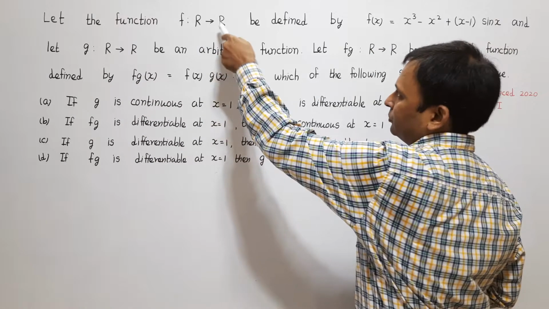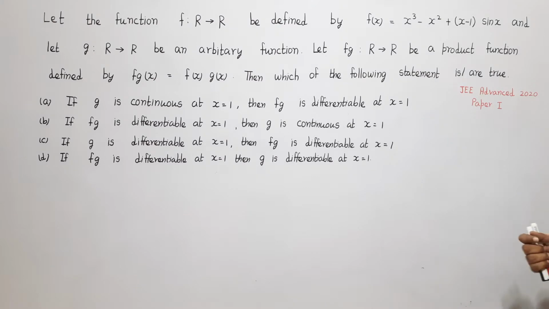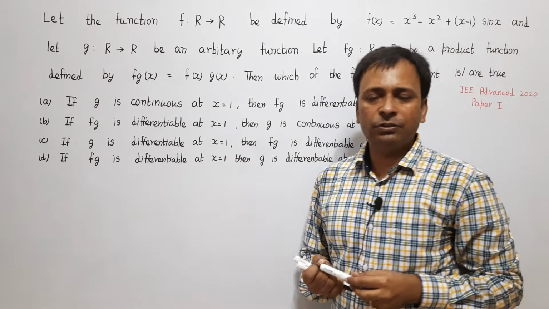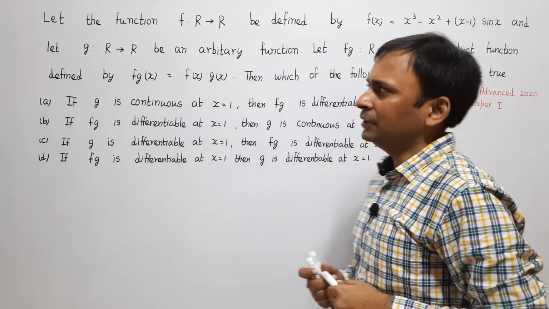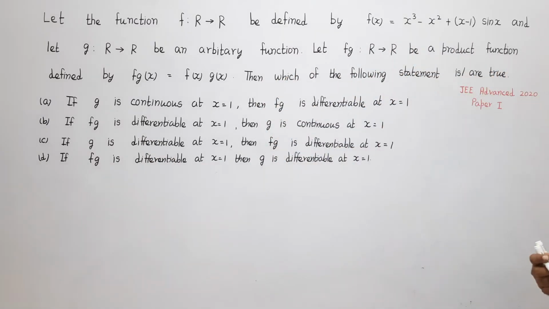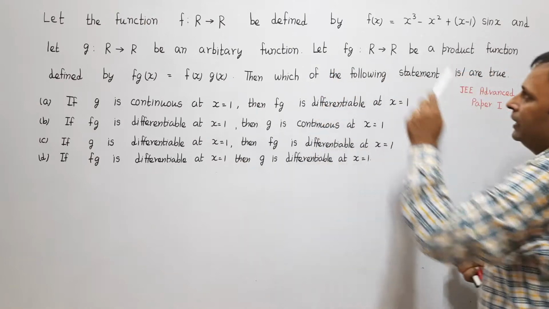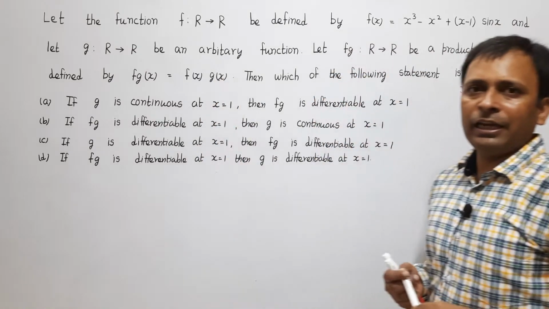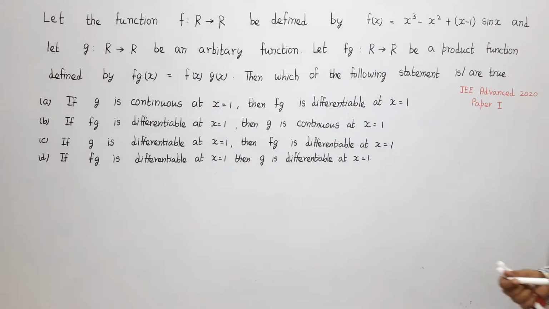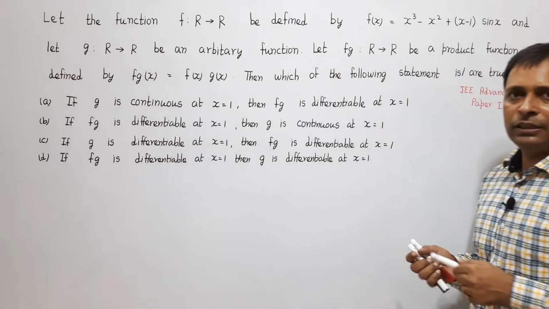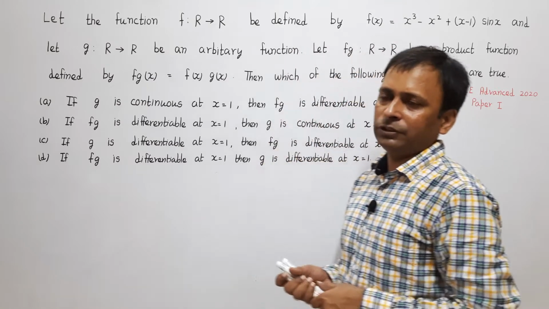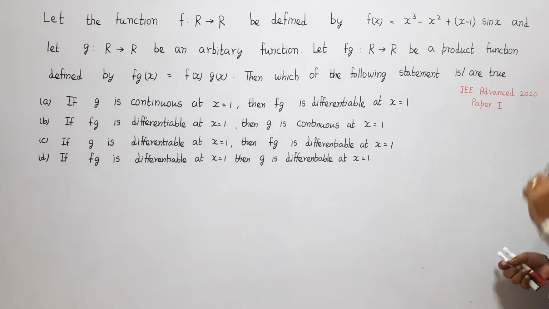The question is: let there be a function f whose domain and codomain are the real set, defined by f(x) equals x cube minus x square plus x minus 1 into sine of x, and another function g, which is an arbitrary function. That means they have not given its proper definition. And a third function, which is the product of f and g, defined by f(x) into g(x). In the options they are asking about the continuity and differentiability of these three functions f, g and f into g at the point x equal to 1.